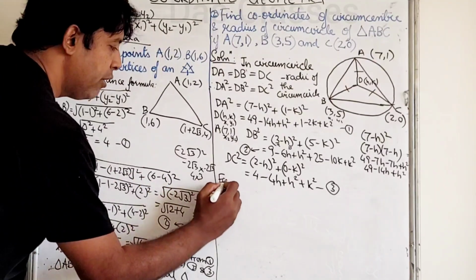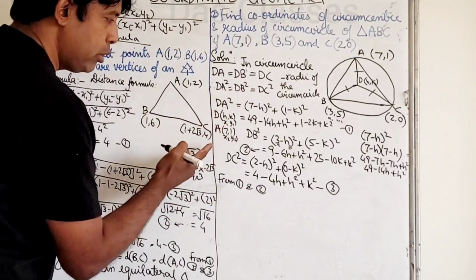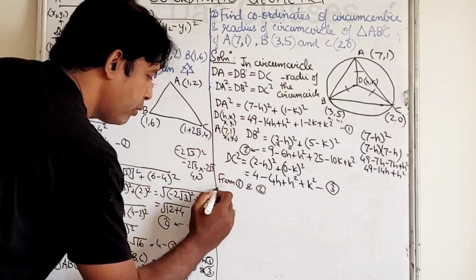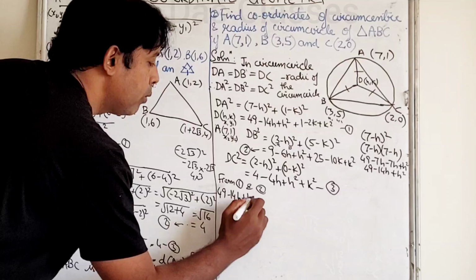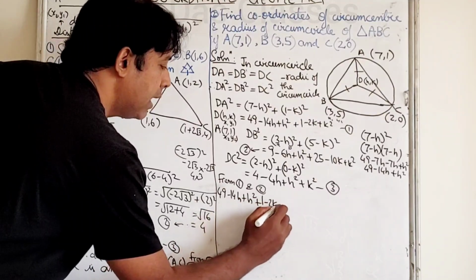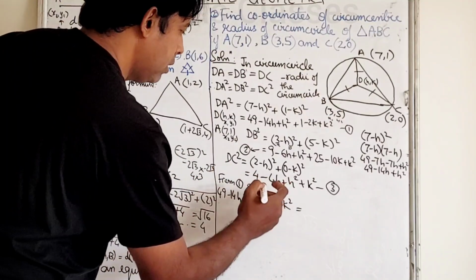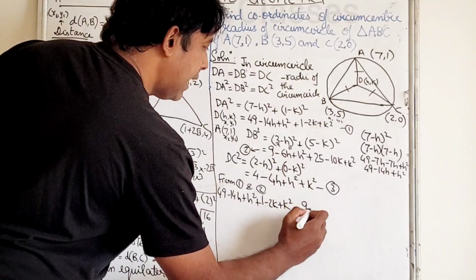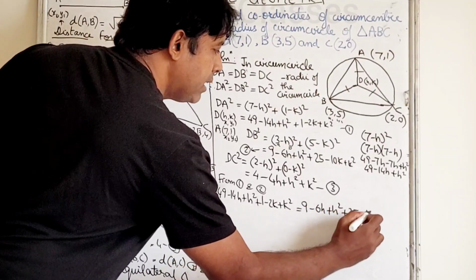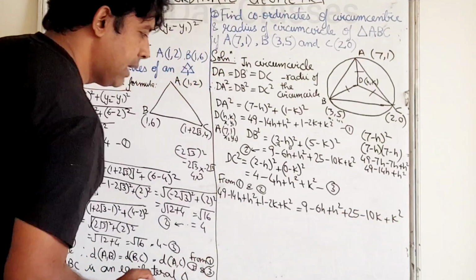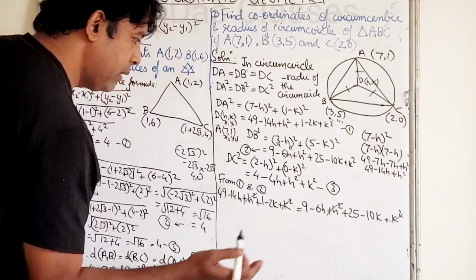So first let's equate from 1 and 2. Because all are equal, dA^2, we have written a step, dA^2 is equal to dB^2. So let's equate this. So what we have got is 49 minus 14h plus h^2 plus 1 minus 2k plus k^2 will be equal to, what is the second coordinate? Second one we got it as 9 minus 6h plus h^2 plus 25 minus 10k plus k^2. As you can see, plus h^2 this side, plus h^2 this side, so they will get cancelled because they will become 0 when they come on one side.